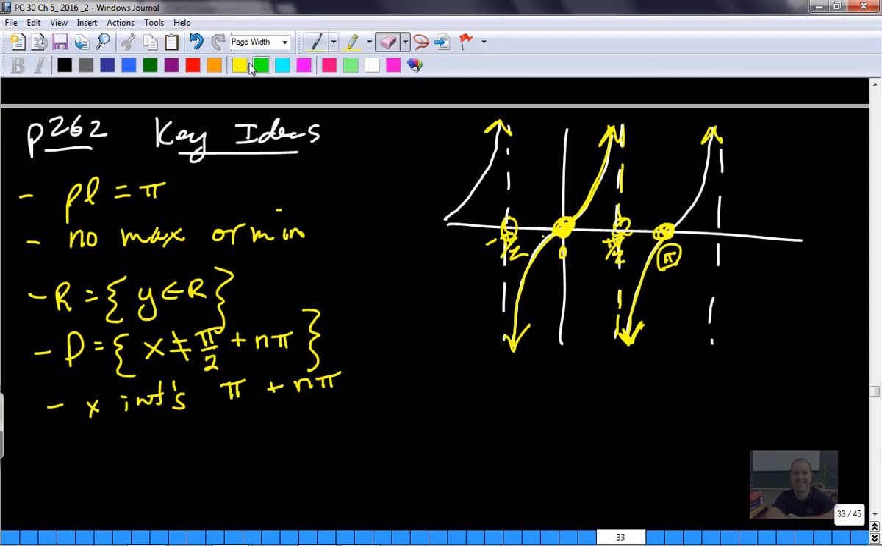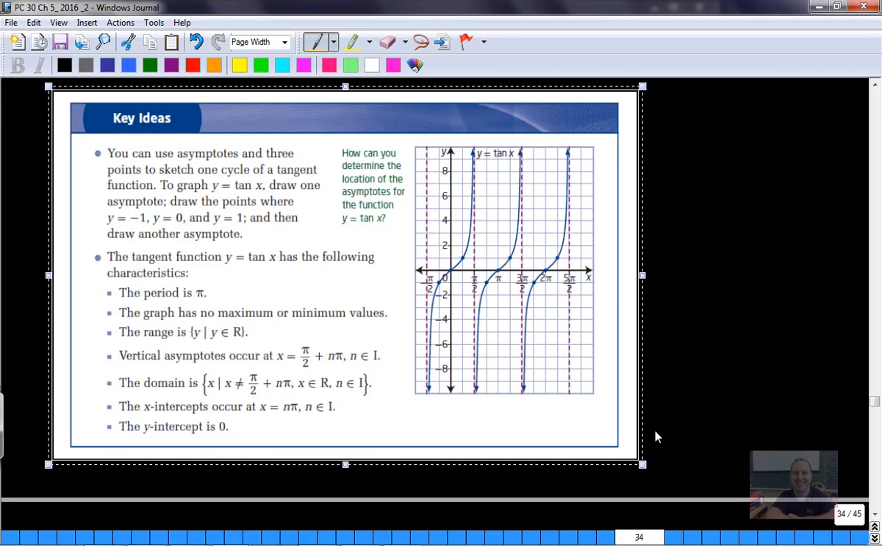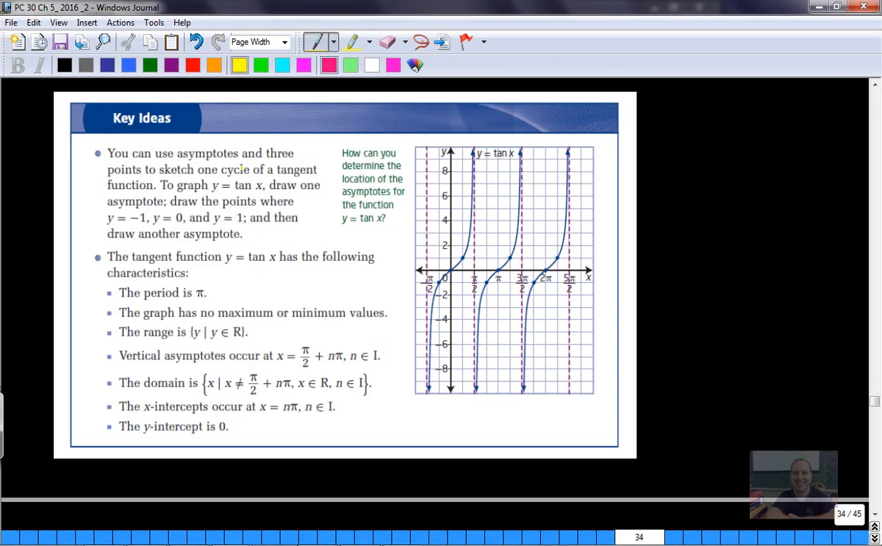What's the y-intercept? Last thing. The y-intercept is 0. See? There's only one y-intercept. It's a function, so there are not multiple y-intercepts. There's just one y-intercept, which is 0. So here is the section of the textbook. Here are the key ideas that we just went over, guys. And here's the graph. And of course, you may have your graphing calculators for this assignment, which I'll give you in a second.